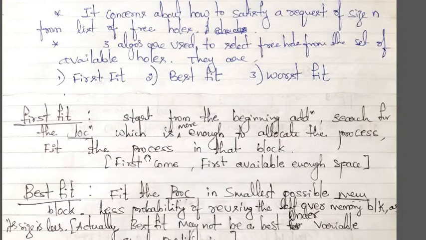Say suppose you have a memory block, in chunk form or as a hole or anything, you need to check which is the first available enough space to fit the process. The very first enough space will be chosen in order to fit the process. So that is nothing but the first come, first available enough space. It always has to search for the first available enough space in the available holes.